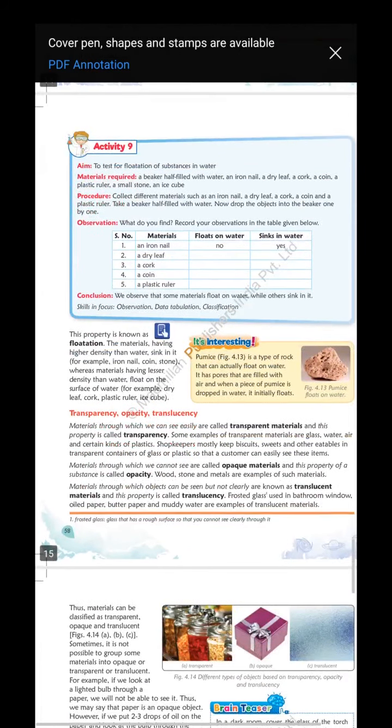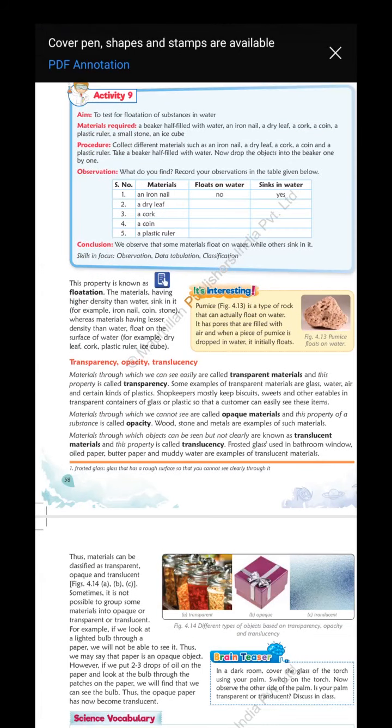And flotation: sinking and floating, you know, sinking and floating. Some materials float in water and some sink inside, like iron nails and all will sink, and some materials having less density will float on water. Ice cubes, cork, leaves, flower petals and all will float. Plastic rulers and scales also will float.